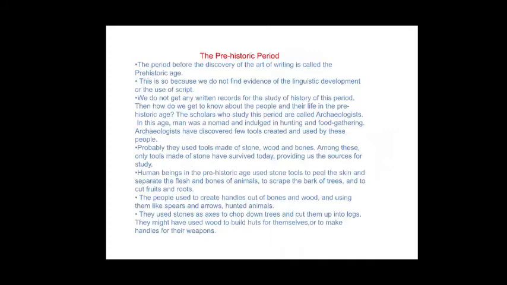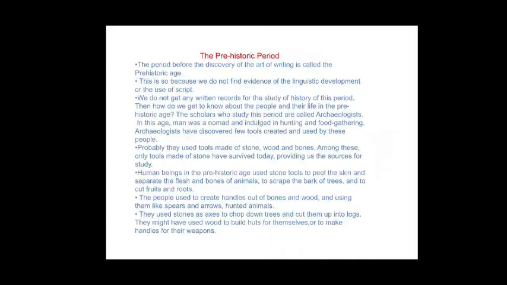People had many weapons made of animal bones and wood, and archaeologists give this information. Today only tools made of stones have survived, providing us the sources for study. Today there are lots of changes and technology has changed, but in the early prehistoric period, what were the inventions and discoveries of tools? Now there are only some changes.